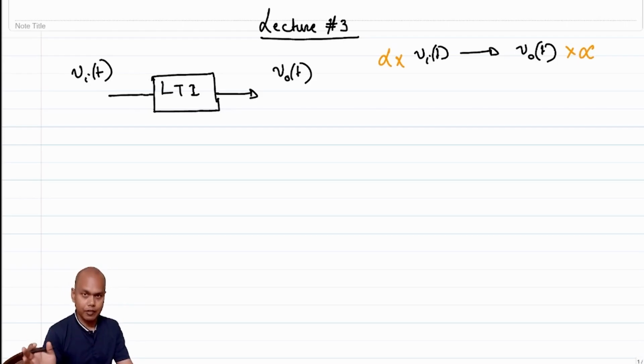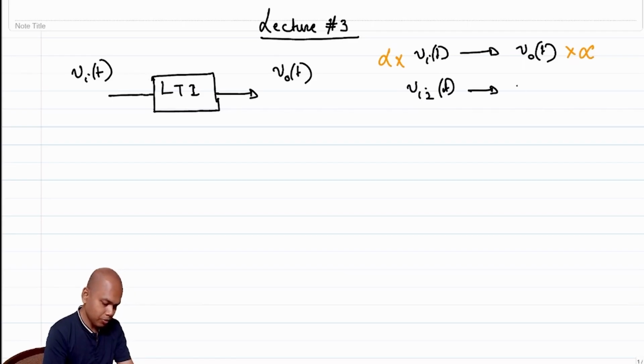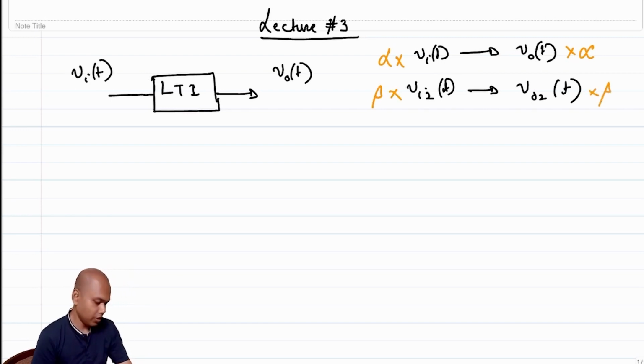Note that alpha is independent of time, right? If I scale the input by a certain factor, the output will also get scaled by the same factor. And there is another property we are aware of, that is that of superposition. What is that? So let's say the input is Vi1(t), output is Vo1(t), and I say the input is, let's say, Vi2(t), then the output is, let's say, Vo2(t). So these are two different observations, two different experiments. Or let's say the input is beta times Vi2(t), then the output will be beta times Vo2(t).